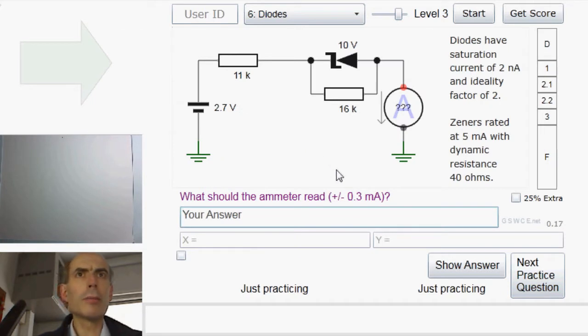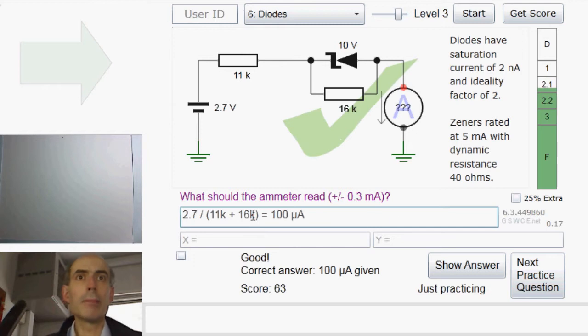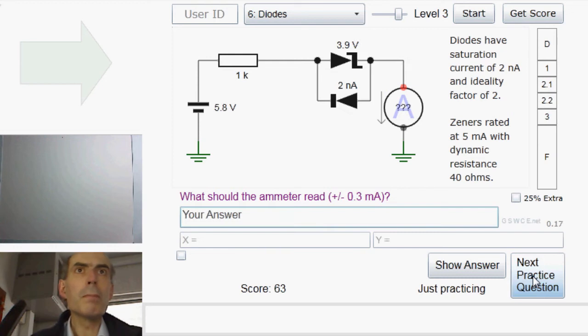Let's see how that goes. Right, here we've got, actually, that's not a terribly interesting one, because the Zener diode here is never going to be in breakdown because its cathode here can never be more than 2.7 volts above the anode, and it's a 10 volt Zener, so that diode might as well not be in the circuit at all. It's just a potential divider equation. The answer would be 2.7 volts divided by 11k plus 16k. Let's try and find one in which the diode does actually make a difference.